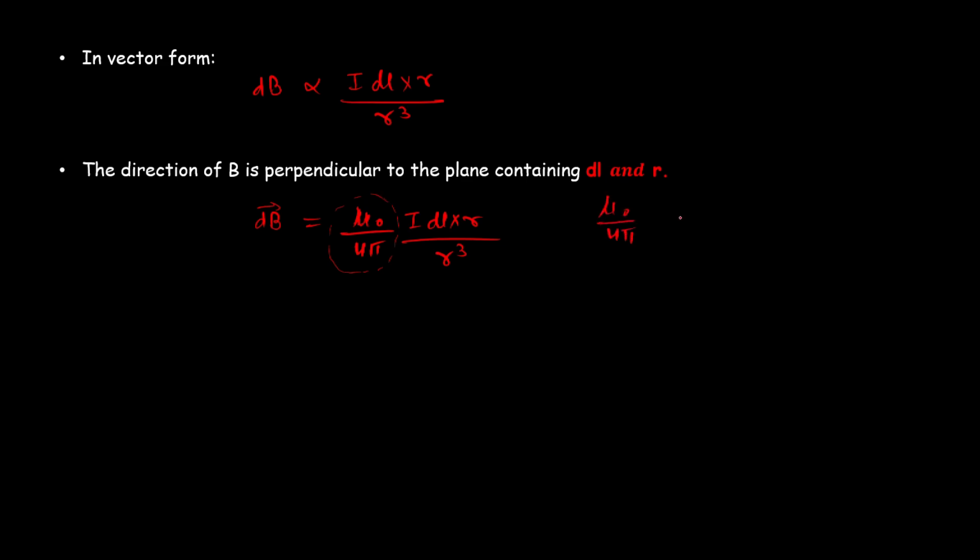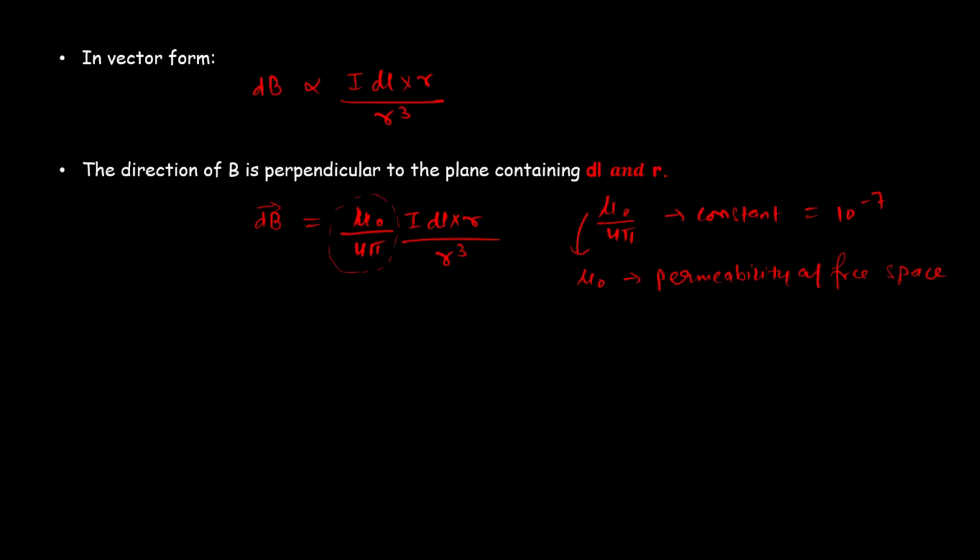This mu naught by 4 pi is a constant, and it is equal to 10 raised to power minus 7. The term mu naught is known as the permeability of free space. Since we considered the medium to be free space, we are taking mu naught. If the medium is not free space, then in place of mu naught there will be mu, that is the permeability of the medium.